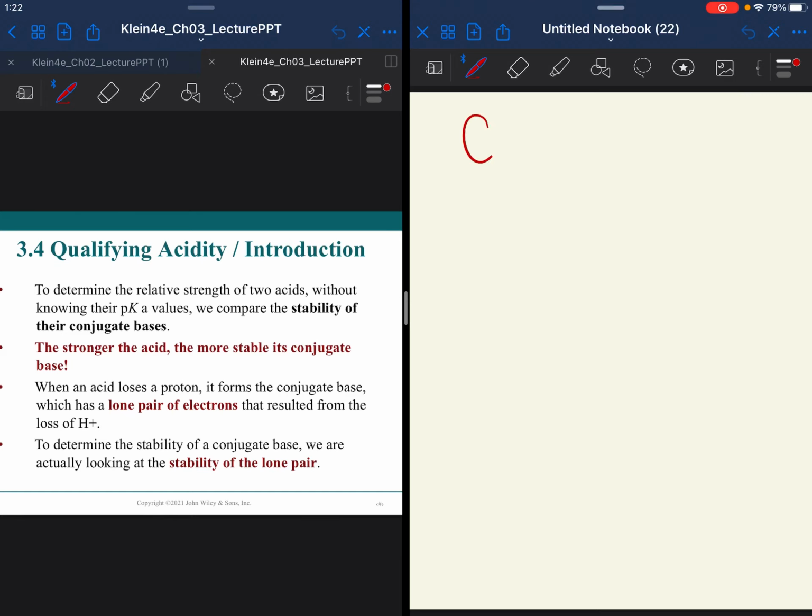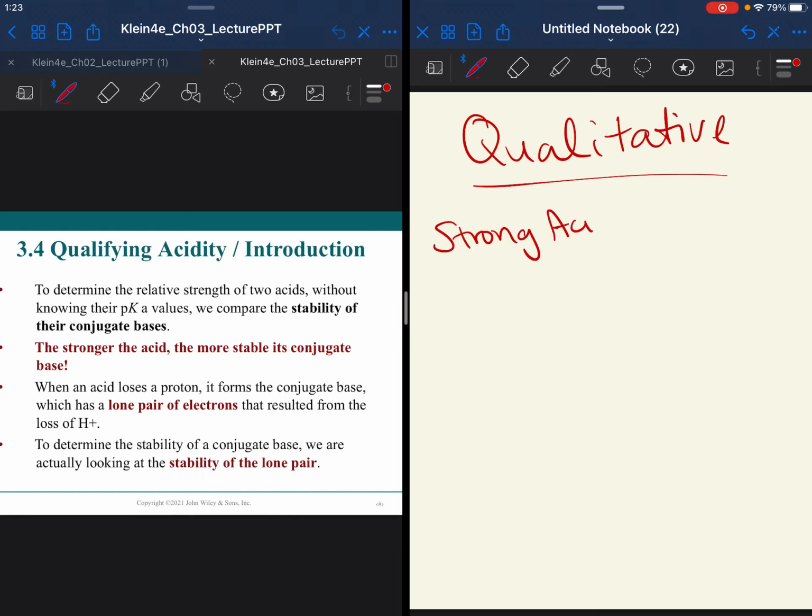And so this can be an important way to study acids and bases as well as quantitatively through pKa's, right? So today in this video, we are looking at qualitative methods. We know that the lower the pKa, the stronger the acid. When we talk qualitatively, though, we're actually going to be looking at the conjugate base. So we know that a strong acid, say something like HCl, is going to have a weak conjugate base, right? So the chloride ion is a very weak base.